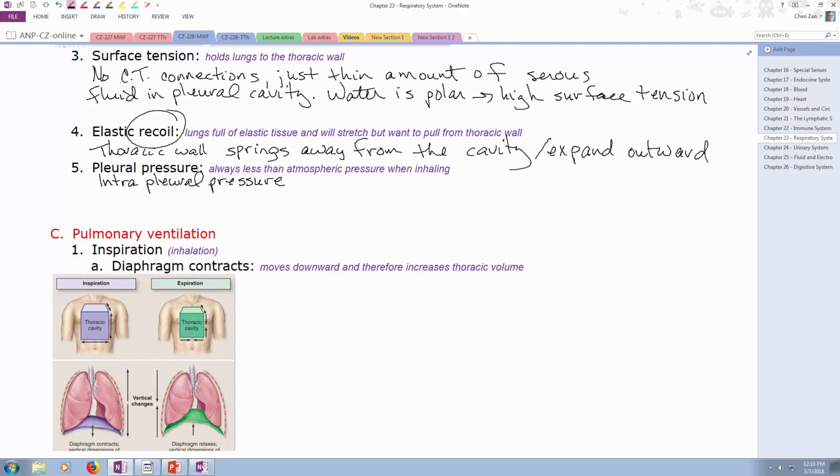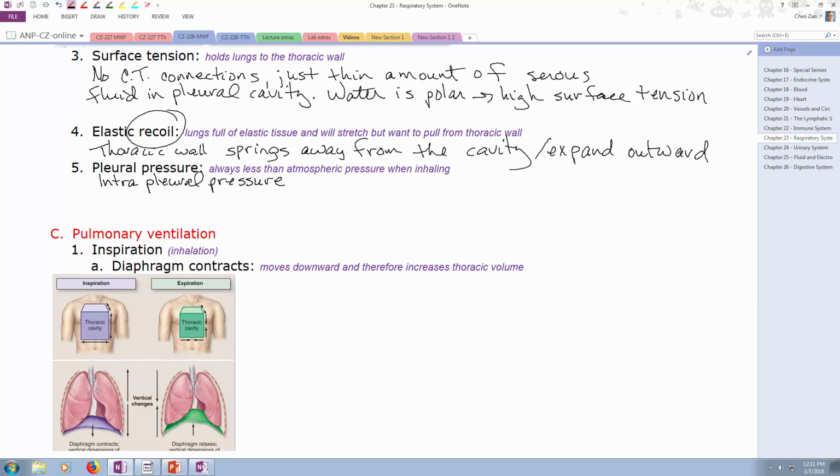Now, is that intrapleural pressure so great that it causes the lungs to actually collapse? In other words, not be applied to the wall of the cavity? It is not. It's never greater to the extent that it causes complete lung collapse. It's just enough to push the air inside the spaces in that area out of the body.